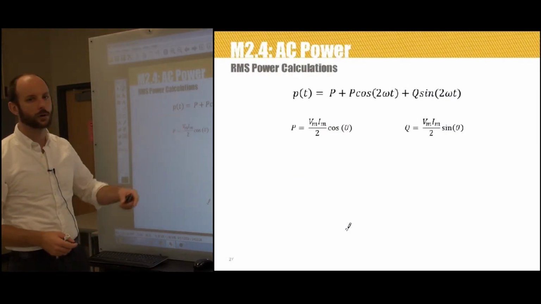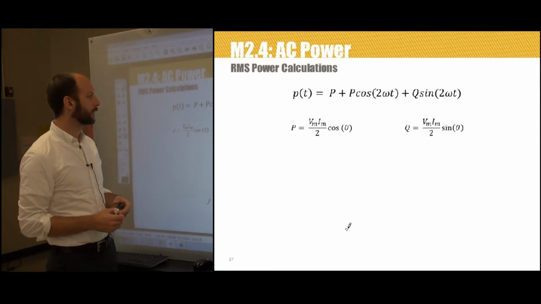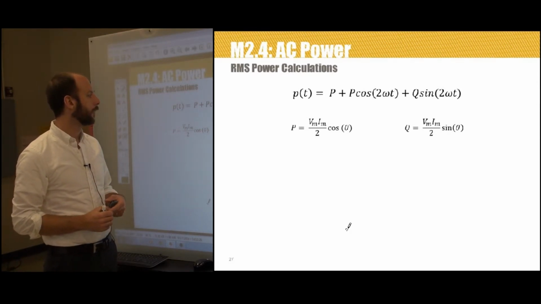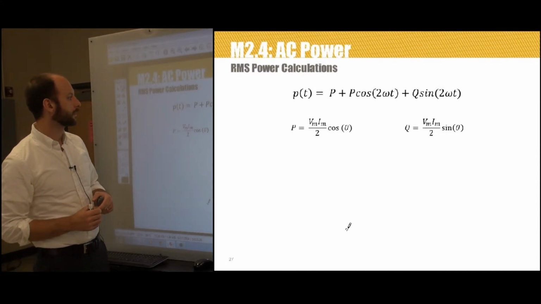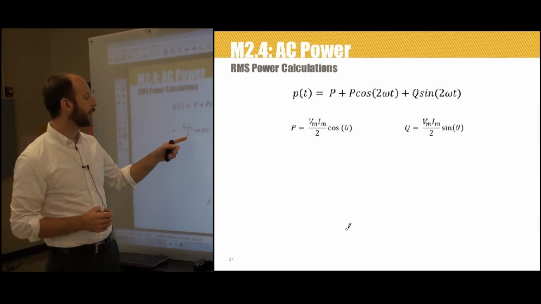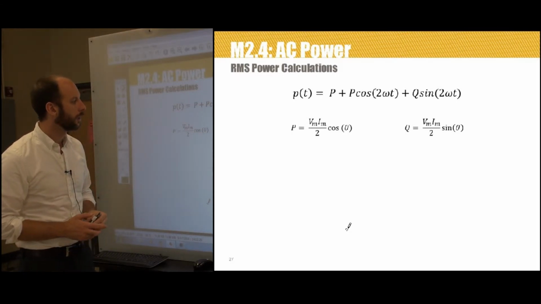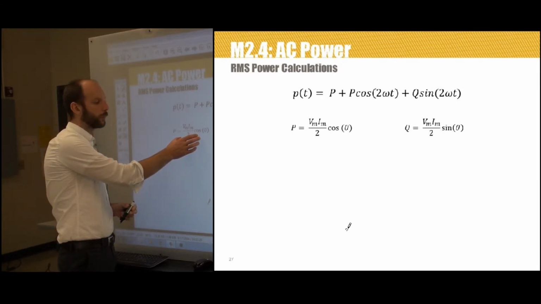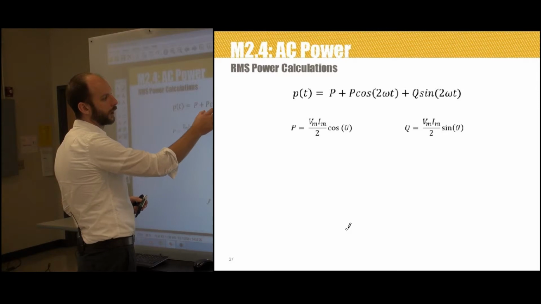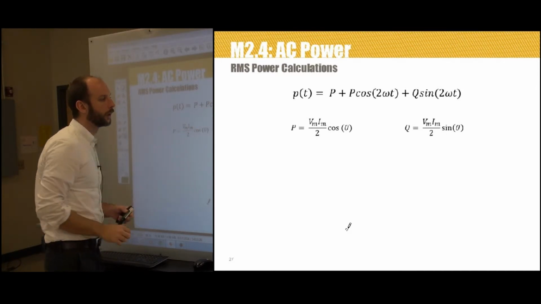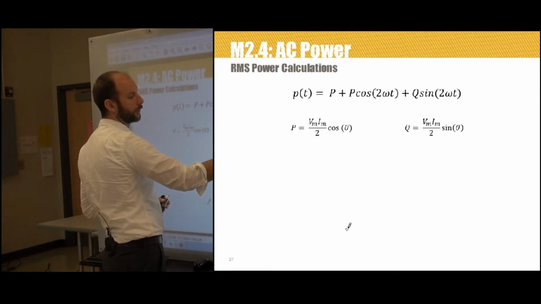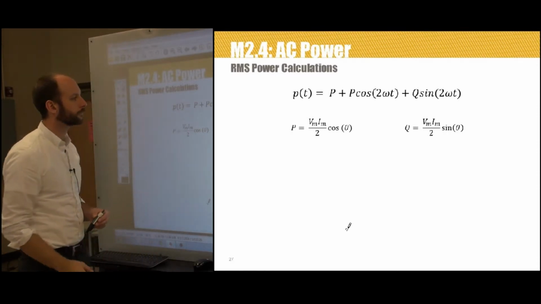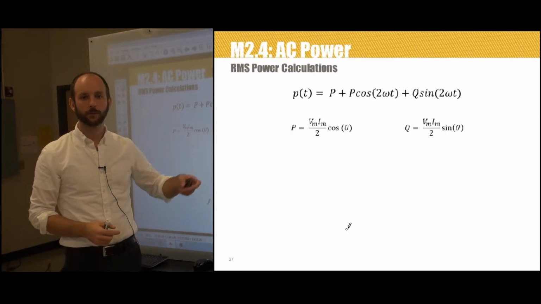So we're going back to our original equations for instantaneous power. We have the instantaneous power at any time is Vm Im over 2 cosine of theta, which is, remember, what we call the real portion. Then we've got a double frequency component of real power, and then a double frequency component of reactive power here.